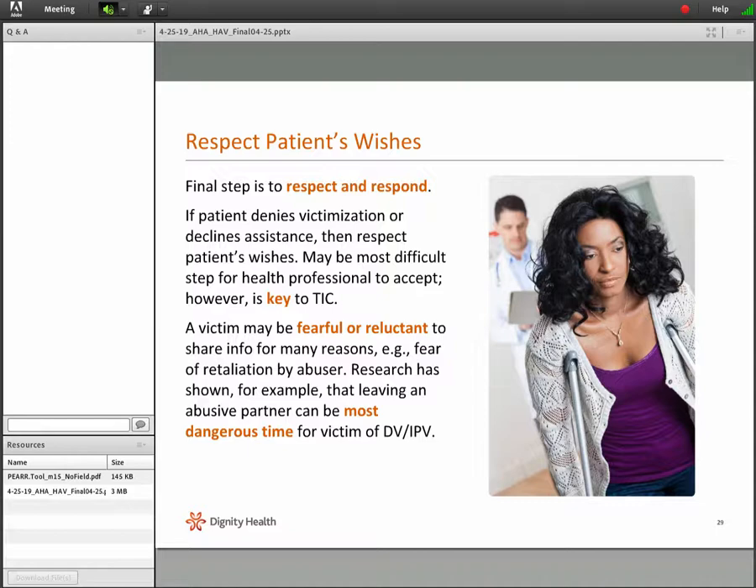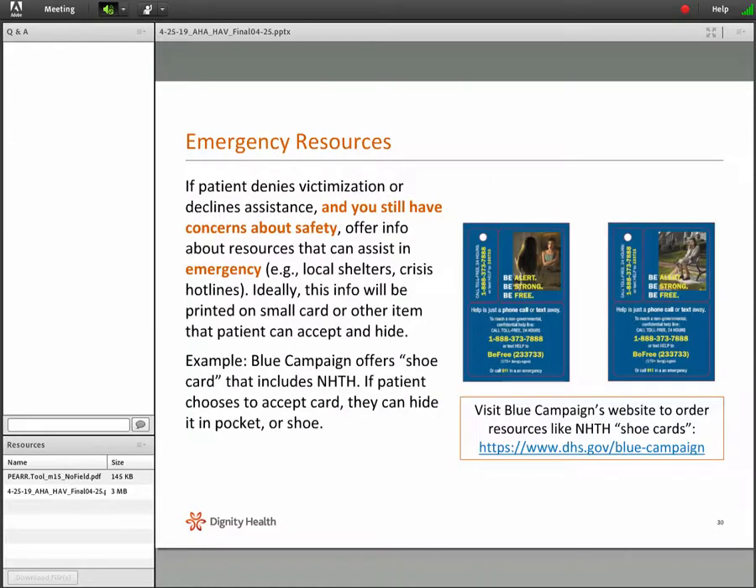A victimized person may be fearful or reluctant to share information for so many reasons, trauma bonding or fear of retaliation by the abuser. And research has shown that leaving an abusive partner can be the most dangerous time for a victim of intimate partner violence.